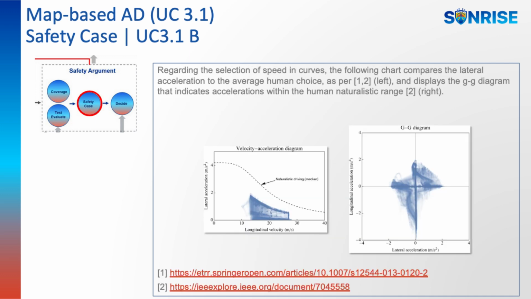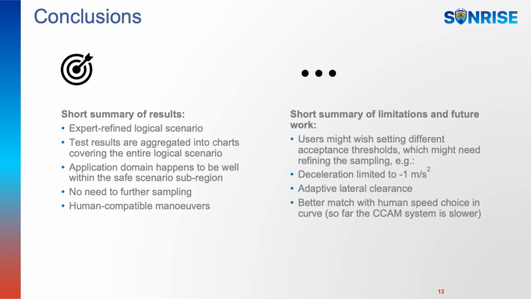Regarding the selection of speed in curves, the following chart compares the lateral acceleration to the average human choice, left, and displays the GG diagram that indicates accelerations within the human naturalistic range, right. In this video, we have shown expert refined logical scenario. Test results are aggregated into charts covering the entire logical scenario. The application domain happens to be well within the safe scenario subregion. No need for further sampling.